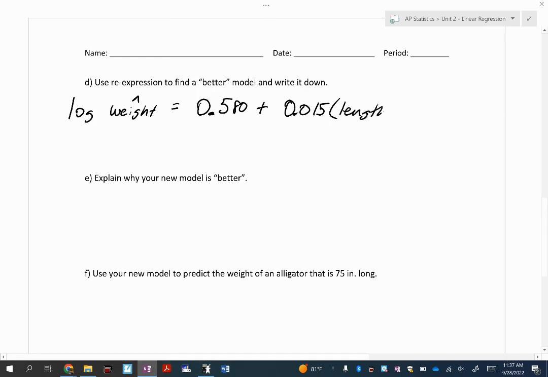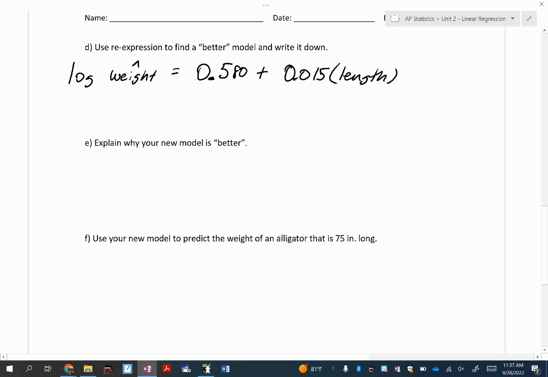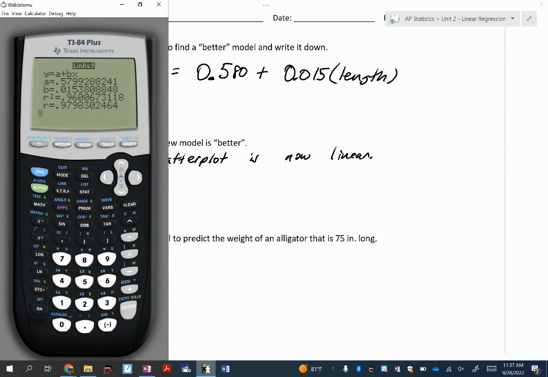the length. Okay, so now again, I'm going to explain why my new model is better. So I'm going to say the scatter plot is now linear, so that's good. Let's check the residuals real quick. So I'm going to go to stat plot and compare the residuals here. So second list and then number 7 for the residuals. Let's see what that looks like.